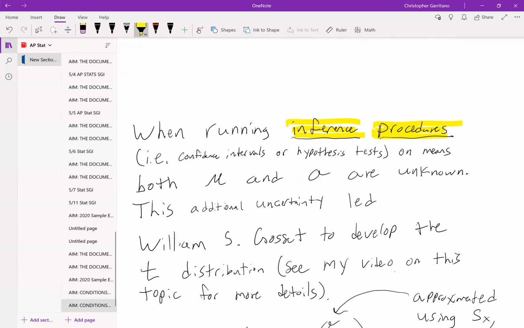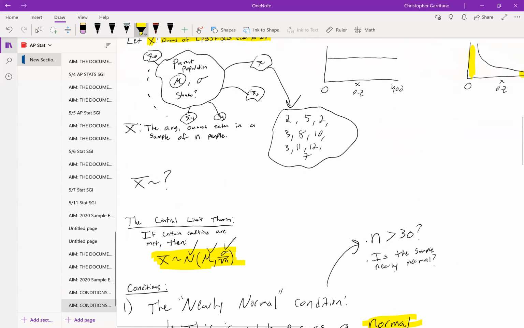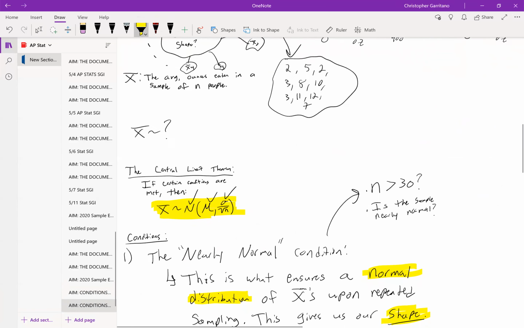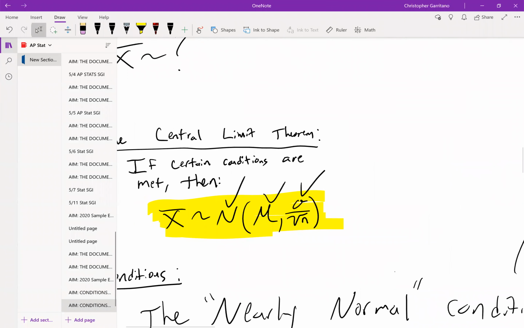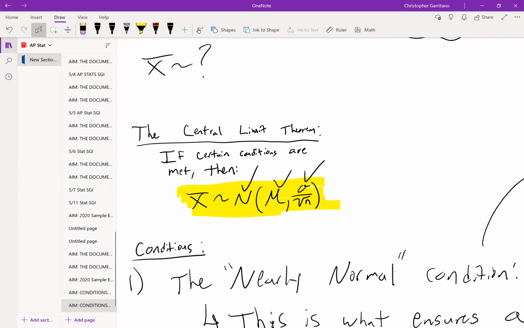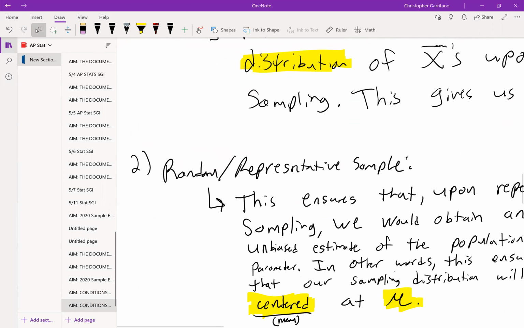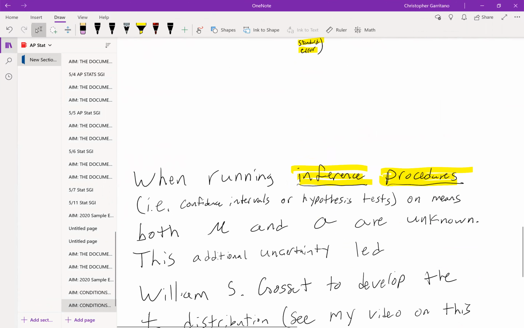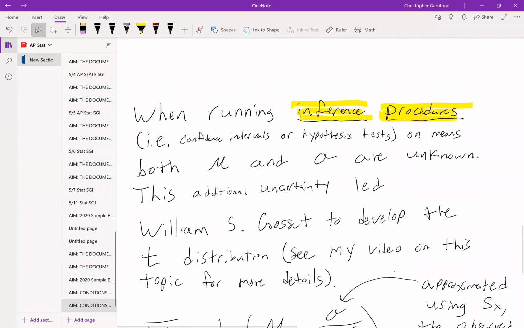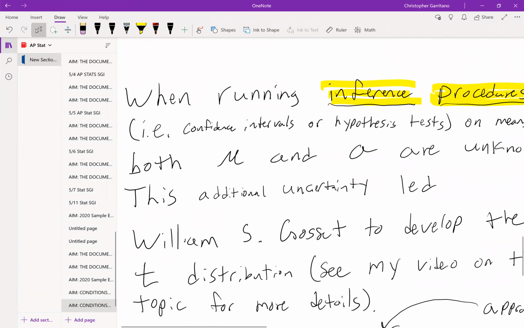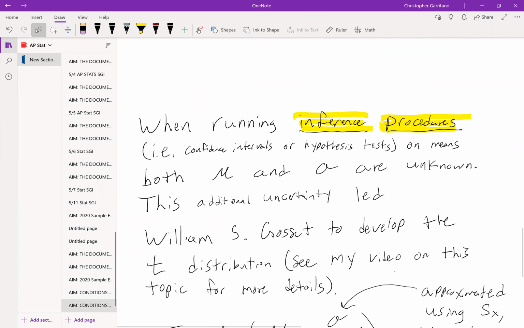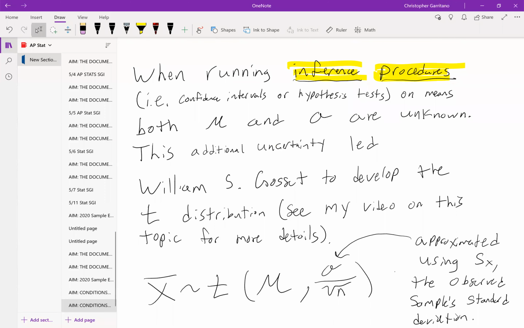However, that's not the case with means when we're running hypothesis tests or confidence intervals on means. Both mu and sigma are unknown, and they both play prominent roles in the sampling distribution, all right? So the fact that both of these parameters are unknown leads to additional uncertainty. And that additional uncertainty is what led someone named William S. Gossett to develop what's called the t-distribution.